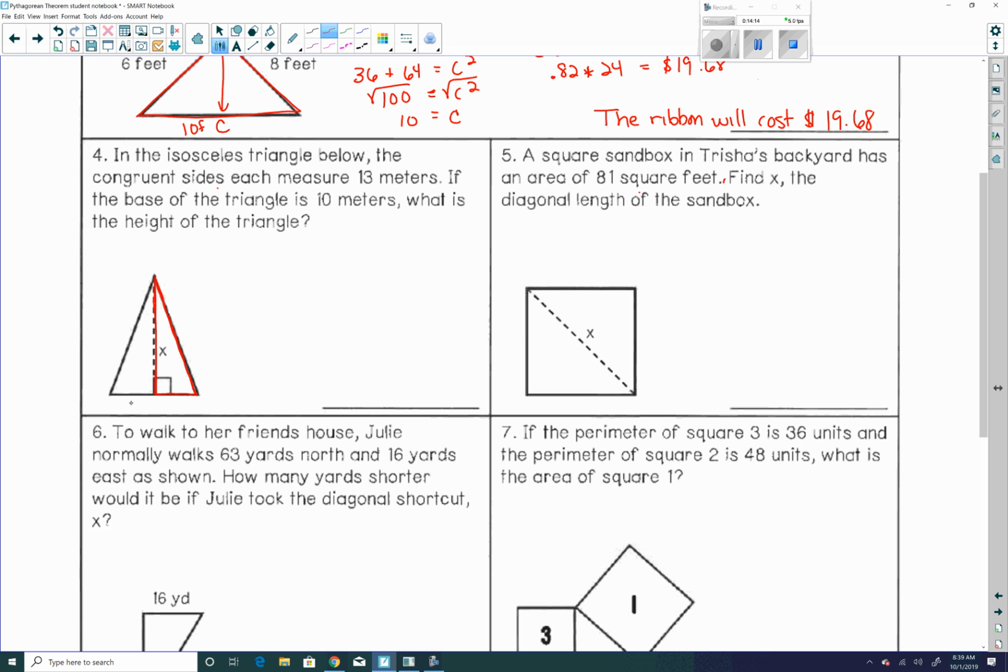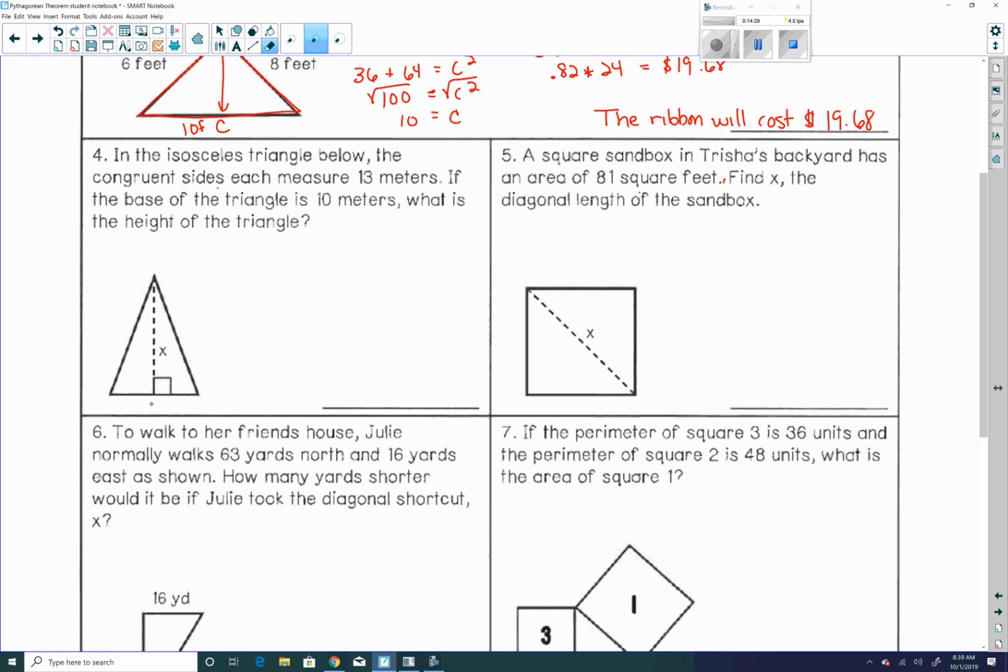So this side plus this side, they're going to be identical in measurement, and added together, they're going to equal the entire base. So just explaining that about an isosceles triangle. Let's take a look at the problem.